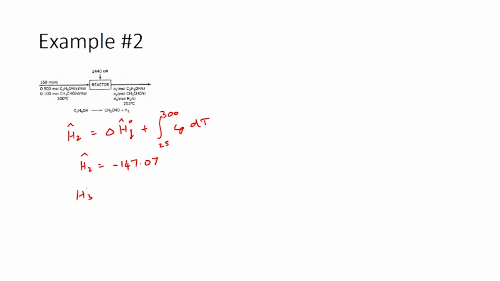So, H3 cap would again have two steps. First is the formation of ethanol from elements, and the next is heating it from 25 degrees Celsius to 253 degrees Celsius. So, you would have delta HF, which is the standard heat of formation, plus integral 25 to 253 Cp dT, and this value can be calculated as minus 216.81, and all these are in terms of kilojoules per mole. Okay. So, next thing is to calculate H4 cap.